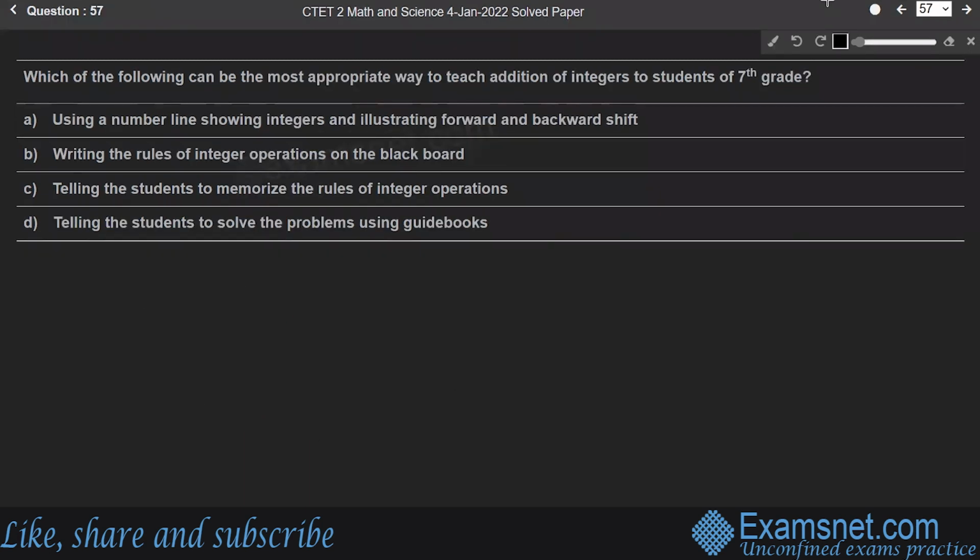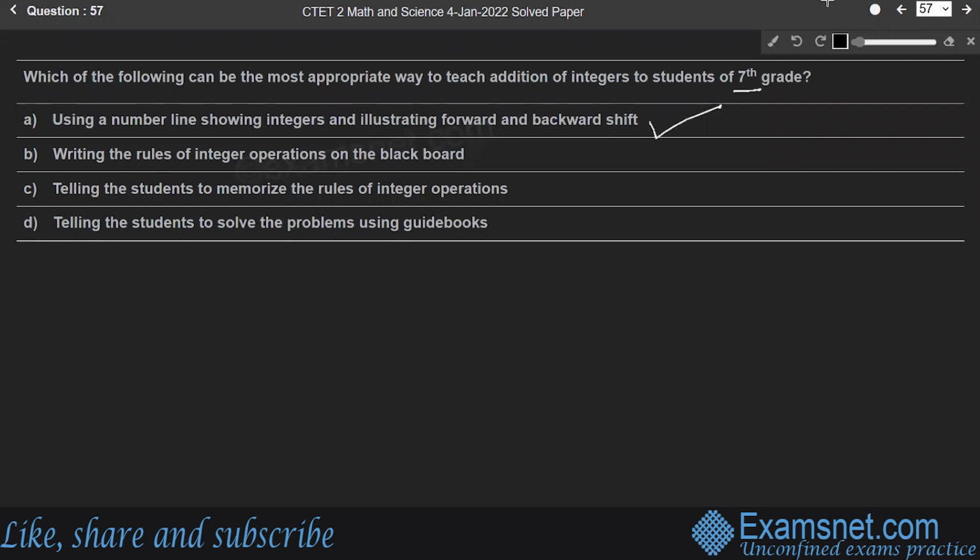Question number 57. Which of the following can be the most appropriate way to teach addition of integers to students of 7th grade? Using a number line showing integers and illustrating forward and backward shift, writing the rules of integer operations on the blackboard, telling the students to memorize the rules of integer operations, telling the students to solve the problems using guidebooks. Here the correct answer is using a number line showing integers and illustrating forward and backward shift.